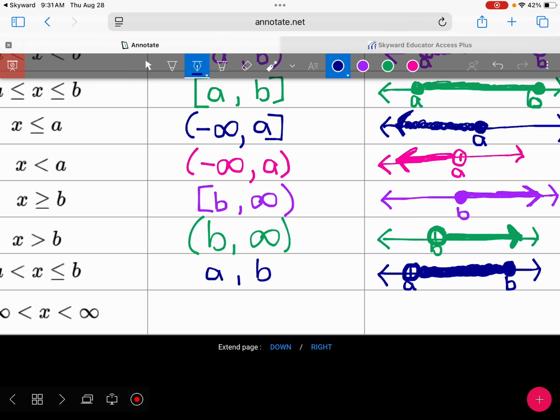A, is it going to get a parenthesis or a bracket? Parenthesis. B, is it going to get a parenthesis or bracket? Bracket. So we can have mixed pieces. I could have a bracket on the first, parenthesis on the second, or a parenthesis on the first and a bracket on the second. Doesn't matter.